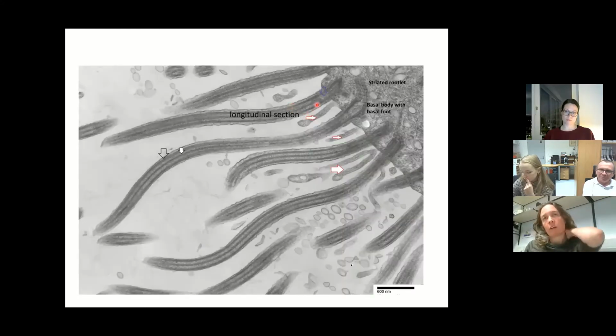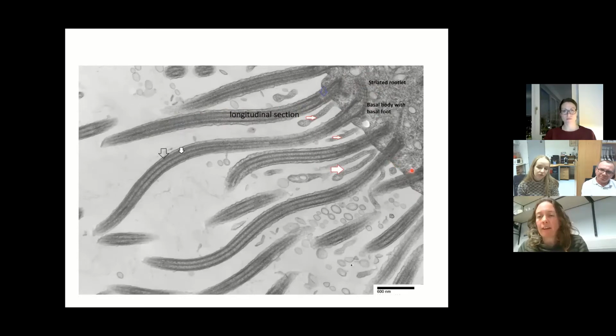And if you look in longitudinal section at cilia, you can see your microtubular doublets on the outside here. You can see the central pair in the middle. You sometimes, if you're really lucky, can see a little bit of the radial spokes. And then at the base, you see the basal foot, which projects usually in the direction of the ciliary beat. And then out of the bottom, you have a rootlet which anchors the cilia, and that's striated. So you see striations there.